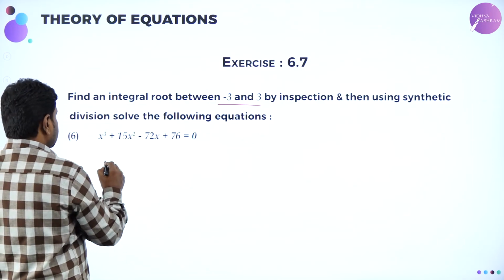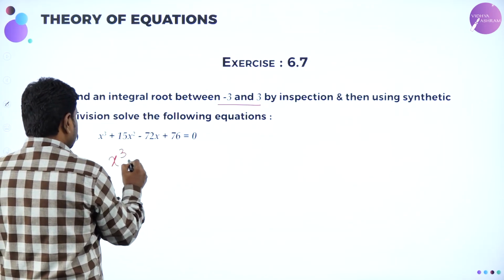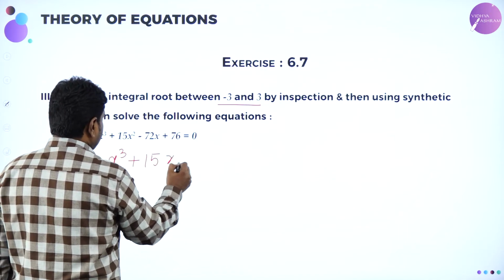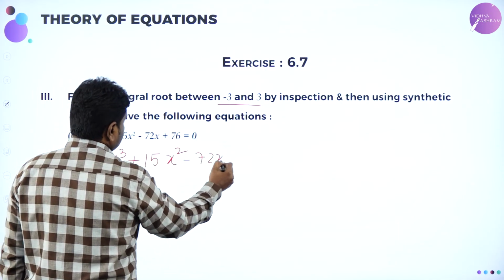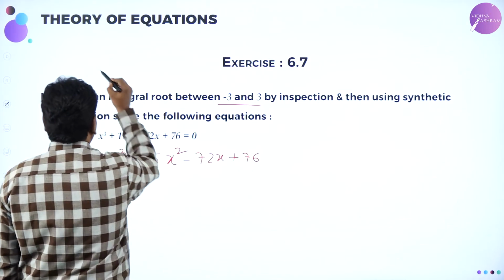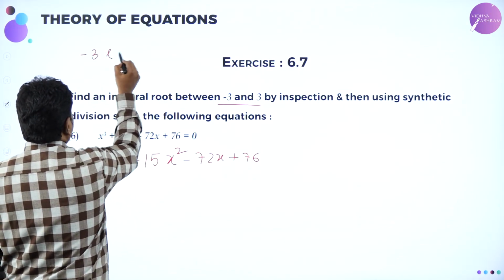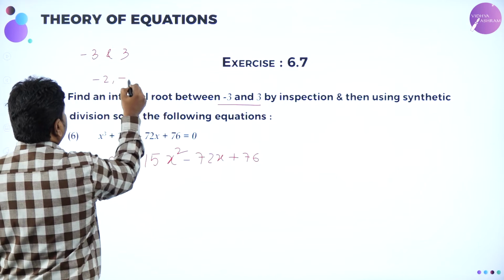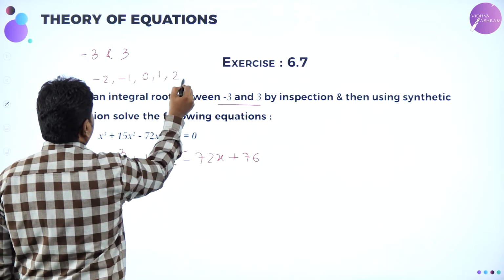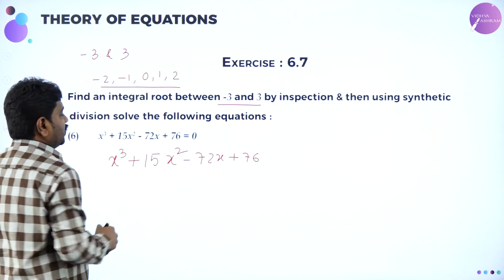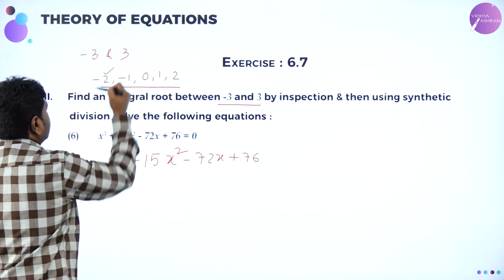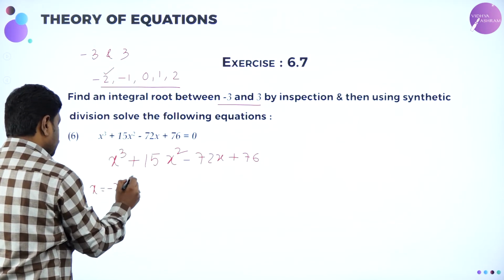So, trial. They gave x cube plus 15x square minus 72x plus 76, and the root lies between what? The root lies between minus 3 and 3. So what are the numbers between minus 3 and 3: minus 2, minus 1, 0, 1, 2. Any one should satisfy. I'll trial with the first one, that is minus 2. So I'll try x is equal to minus 2.